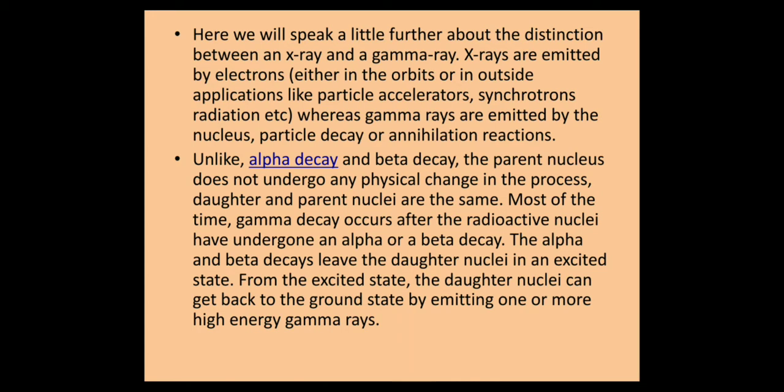Most of the time, gamma decay occurs after the radioactive nuclei have undergone an alpha or a beta decay. The alpha and beta decay leaves the daughter nuclei in an excited state. From the excited state, the daughter nuclei can get back to the ground state by emitting one or more high energy gamma rays.